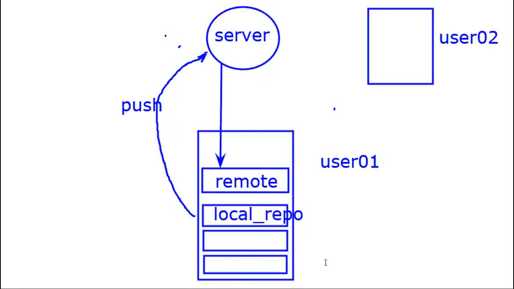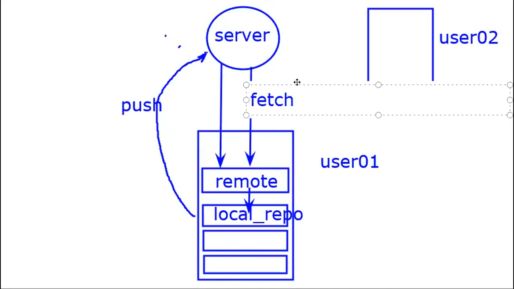Now we have uploaded the file, but sometimes we want to download the files from the server. So how can we download? There are two methods: the indirect method and the direct method. The indirect method is a two-step method. You download first into the remote and then from remote to the local repository. That process is called fetch and merge. The first is fetch, and the second is the merge process.